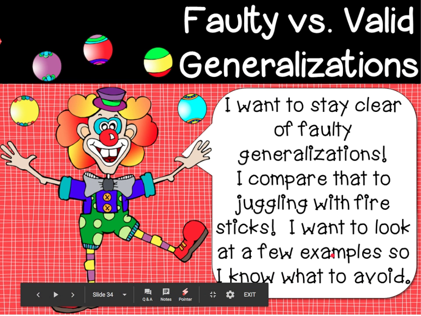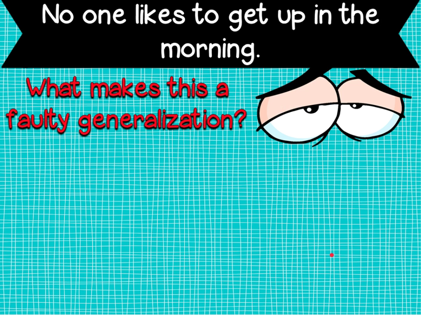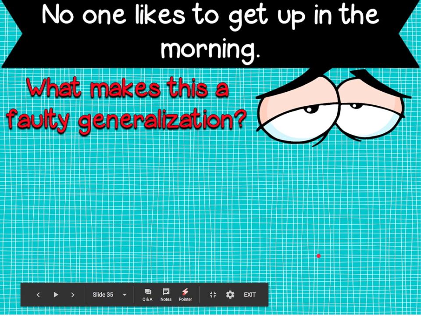So, for examples, what I want you guys to do on this part, just like the directions say, you're going to read the statement, circle the word that makes it a faulty generalization, and then you're going to change it into a valid generalization. And when you're changing it, you don't have to follow my example. However, it will be given for you.